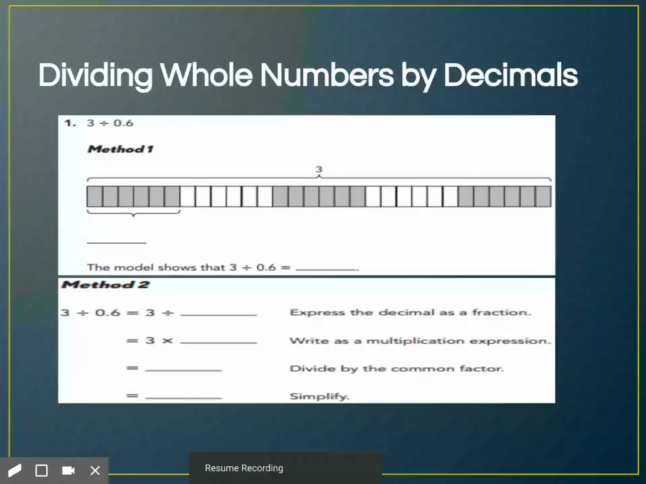So let's try 3 divided by 0.6 in both methods. So this bar is actually made up of 3 whole bars that are each split up into 10ths, and then there's sections highlighted of 0.6. So there's 1, 2, 3, 4, 5 sections here. So 3 divided by 0.6 is 5.